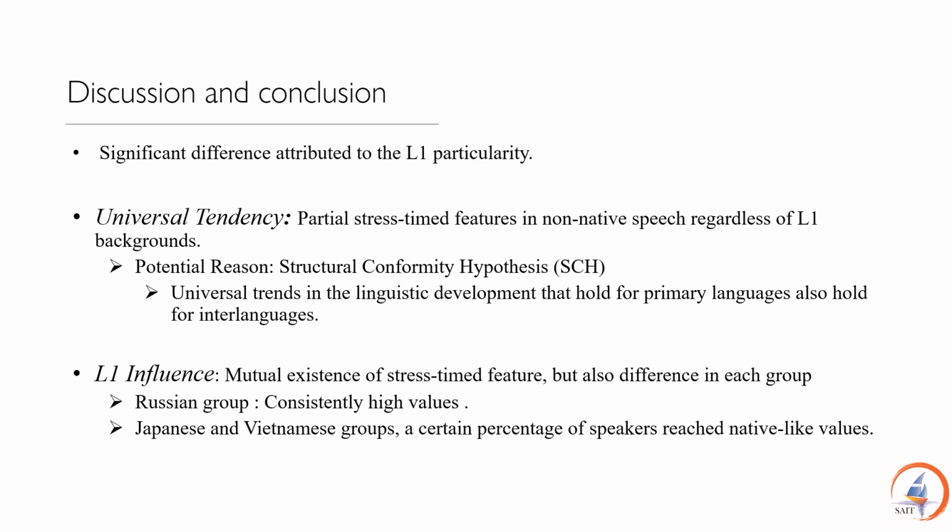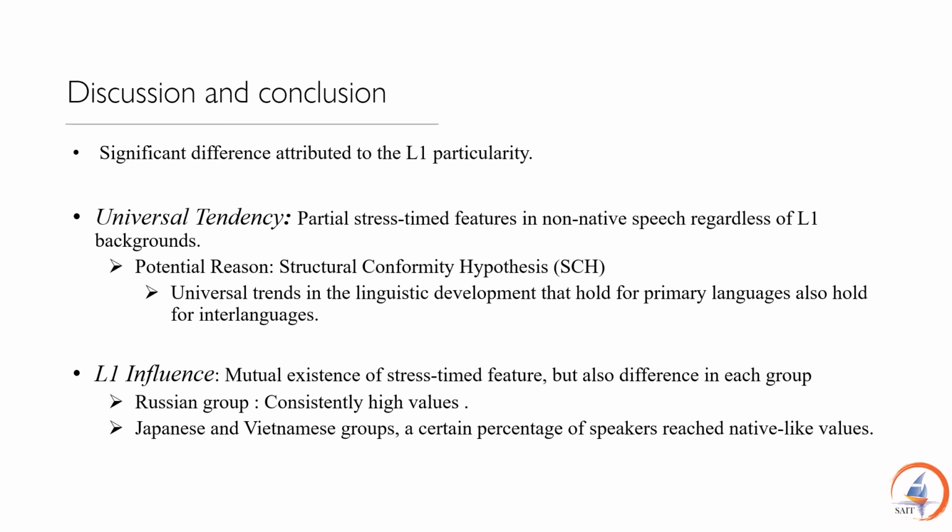Finally, despite the universal existence of partial stress-timed features, each group still shows a difference to some degree. By the benefit of extensive corpus analysis, each metric in each group is widely distributed. In Russian groups, some metrics keep quite constantly high values compared to the native, and conversely, in both Japanese and Vietnamese groups, a certain percentage of speakers did reach native-like values, and other speakers' values lie between Russian and Mandarin group values. We could further speculate that the influence of L1 would still show in rhythm after it was conditioned by the universal tendency.